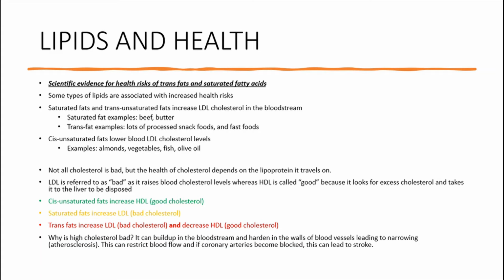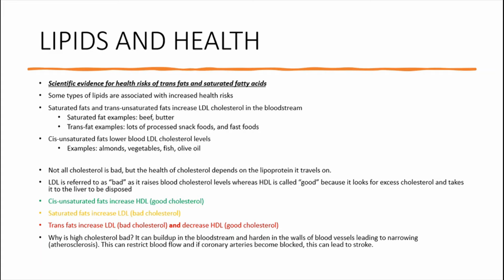Now, why is high cholesterol so bad? We've talked about how certain lipids can increase bad cholesterol, decrease good cholesterol. Why does this matter? So cholesterol can build up in the bloodstream and then harden on the blood vessels, so harden in our arteries and veins, and this leads to a narrowing of the arteries. This narrowing of arteries is referred to as atherosclerosis, and when we have a narrowing of arteries or where we have atherosclerosis, blood flow can become restricted. Now, if our coronary arteries become blocked, this can lead to a stroke.